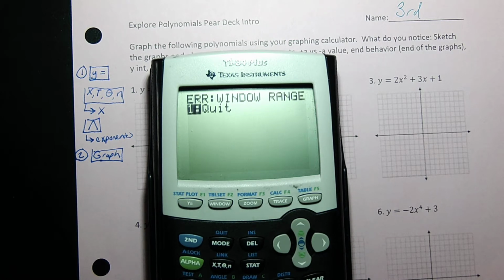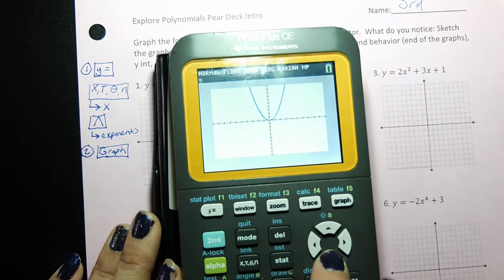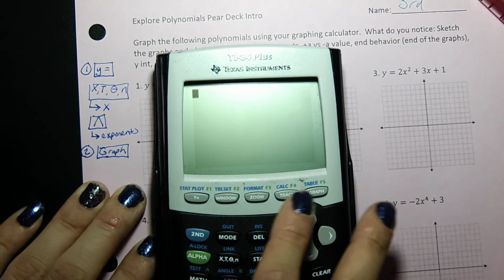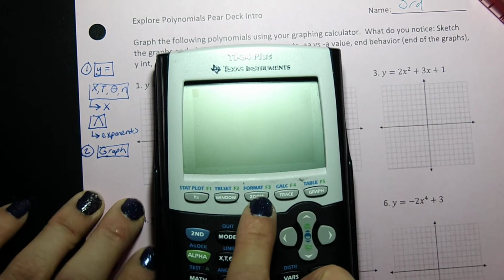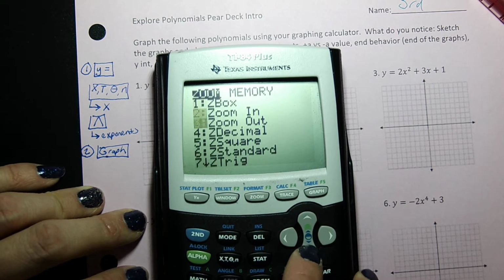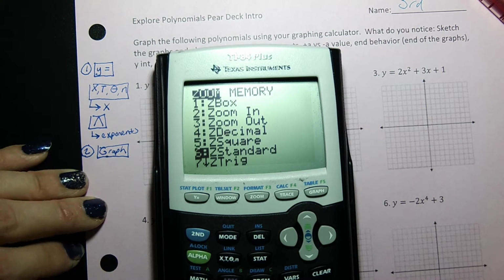Folks, if you are getting the same error message, or if you have a zoomed in or a zoomed out version of that U based on what I was showing here, so if yours looks like a weird U, a lot of times the problem is your zoom. So hit your zoom button, which is right in the middle. And option 6 is zoom standard.